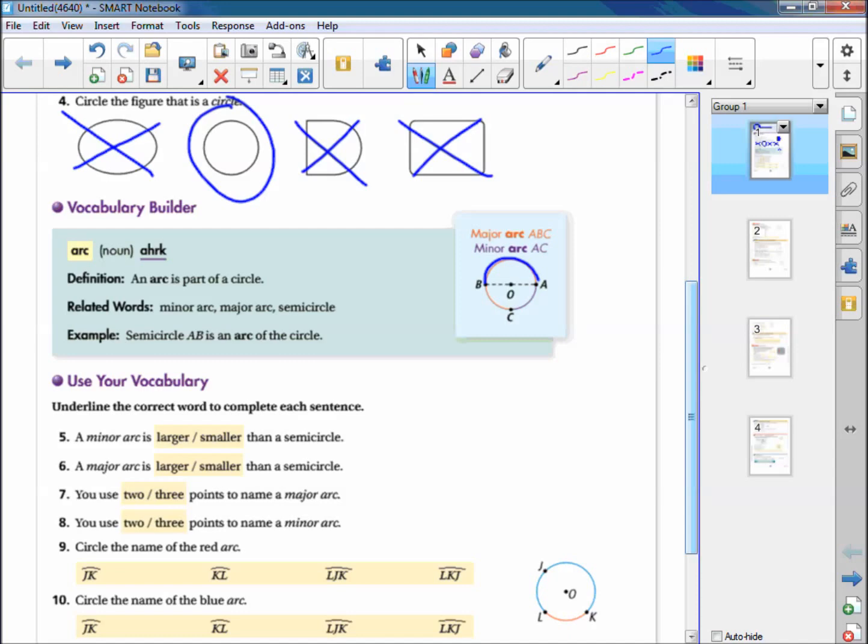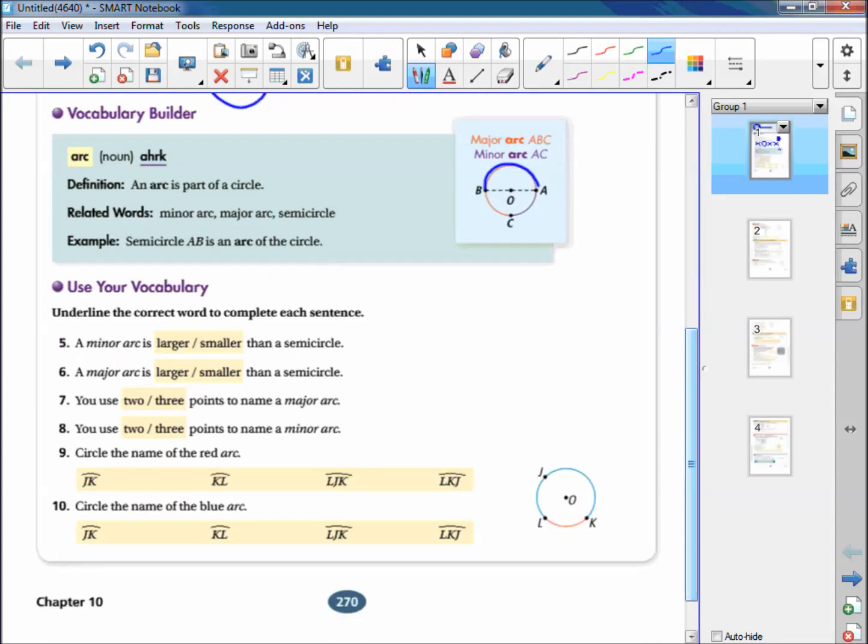Underline the correct word to complete each sentence. A minor arc is smaller than a semicircle. Okay. A major arc is larger than a semicircle. You can use 2/3 points for a major arc. You should use 3 points for a major arc to show that it's going around, okay, which way it goes. And you could use 2 points for a minor arc because that's going to be the short way, okay.